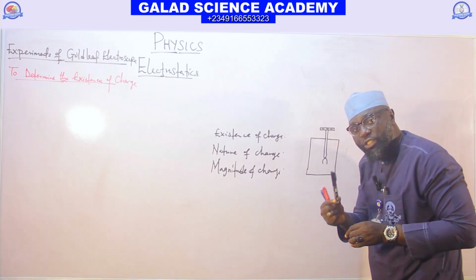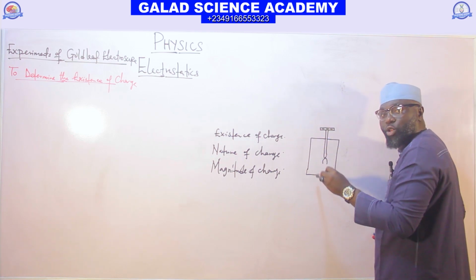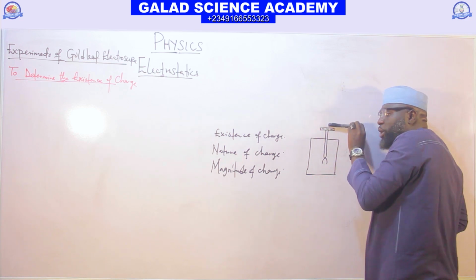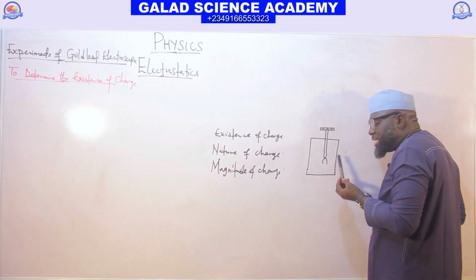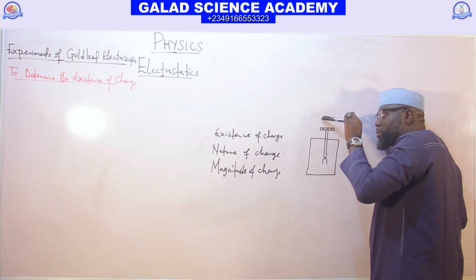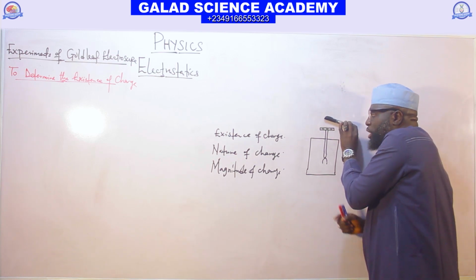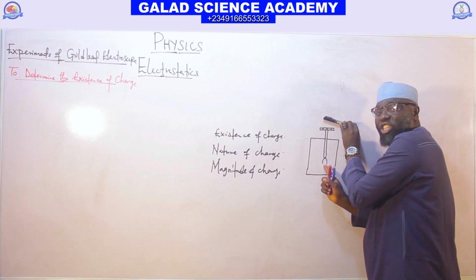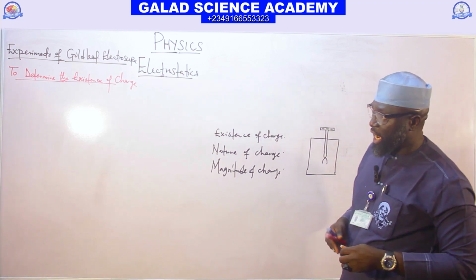The existence of charge can be determined in a charged electroscope by placing the test body on top of the brass cap of the gold leaf. The movement of this leaf tells us that the test body has charge. But if you place the test body on top of the electroscope and this leaf remains stationary, it tells you that this body does not have charge.